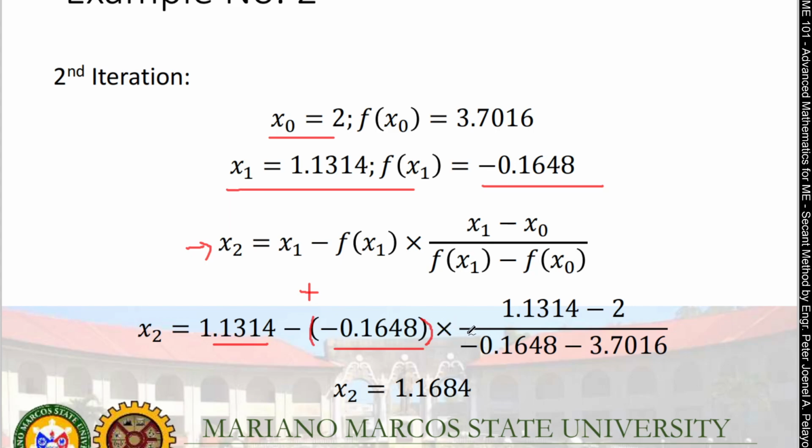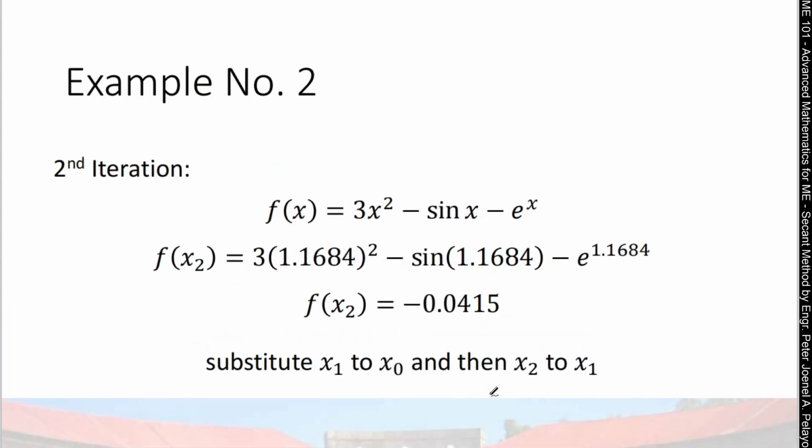So, times 1.1314 minus 2 all over negative 0.1648 minus 3.7016. So, ang X2 natin will be 1.1684. And then, substitute natin to the function 3x squared minus sin x minus e^x. So, f(X2) natin is negative 0.0415. Substitute X1 to X0 and then X2 to X1.